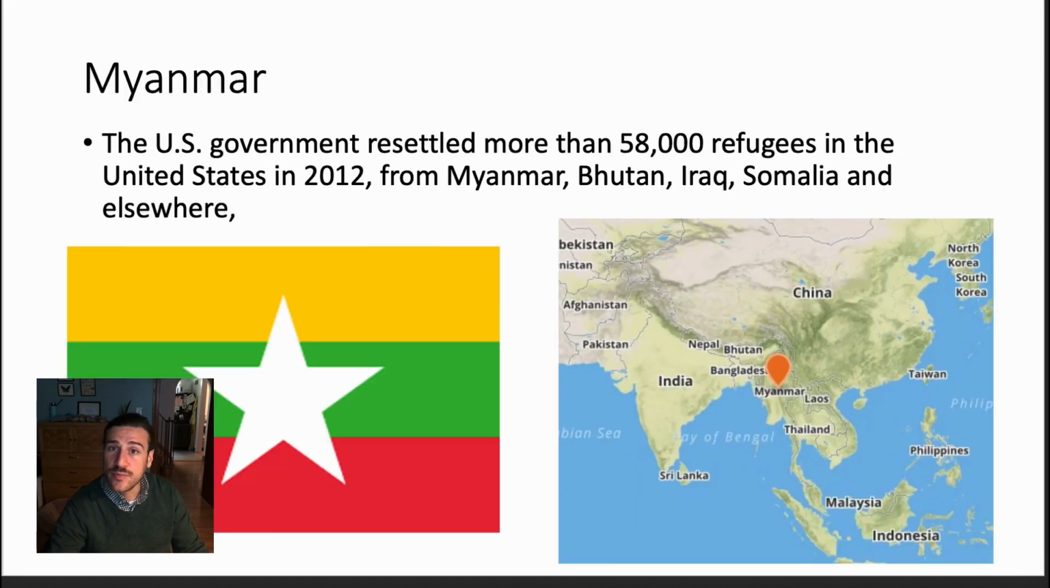So Buffalo, as you might know, is a city that has a high number of immigrants. The U.S. government resettled nearly 60,000 refugees in the United States in 2012 from Myanmar, Bhutan, Iraq, Somalia, and elsewhere. My mother is a Buffalo school teacher, and she has such a diversity of students from all around the world, including many students from these countries.